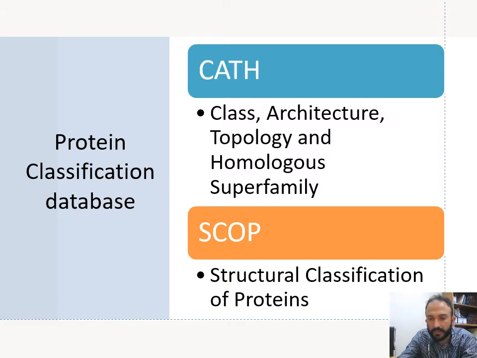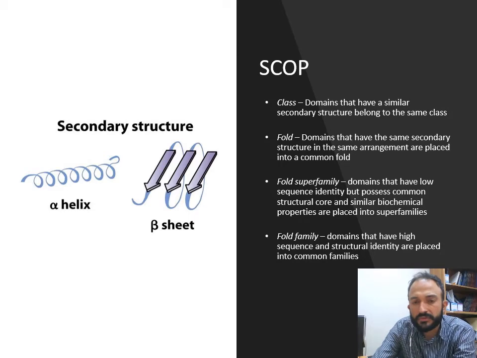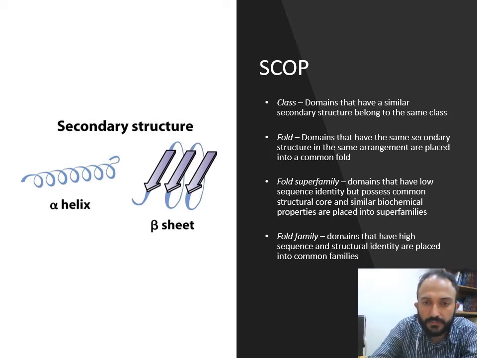CATH has a hierarchical method, and it is semi-automatic, while SCOP is classified into different groups, and that is manually annotated. You know the difference between manual and automatic. So SCOP is, in my opinion, better than CATH because it is manually annotated. So let's talk about one of them, SCOP, structural classification of proteins.